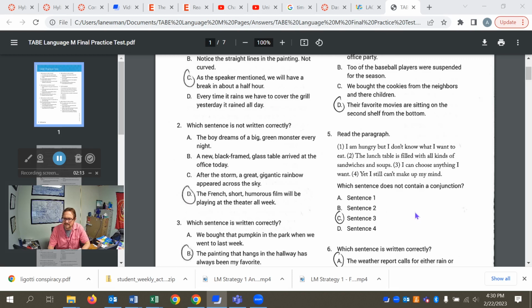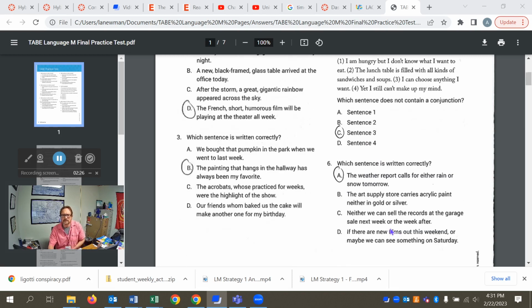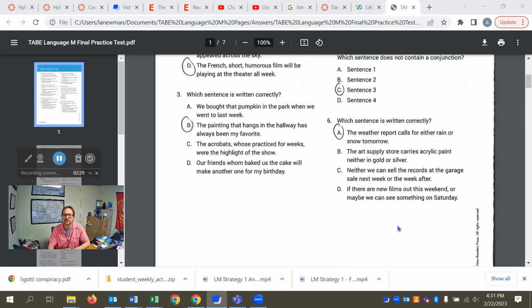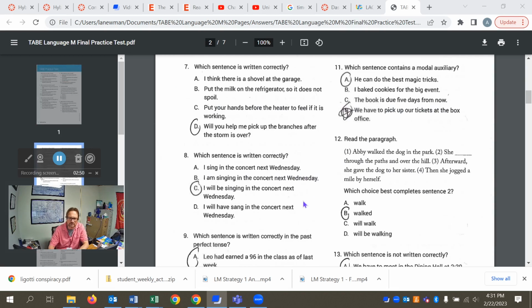Okay, 5. Which sentence does not contain a conjunction? It's C, sentence 3. The conjunction in 1 is but, in 2 it is and, and in 4 it is yet. All right, number 6, which sentence is written correctly? And it's A, the weather report calls for either rain or snow tomorrow. This one is about correlative conjunctions. And remember, they come in pairs. And those pairs are not broken up. So either or is the only correct pair in this particular question.